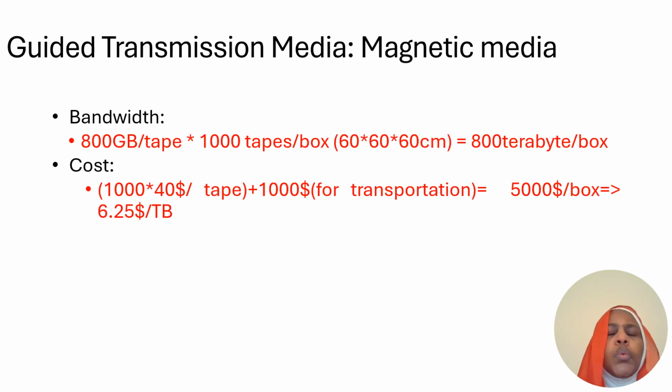It has two main advantages. Bandwidth: a tape contains up to 800 gigabits. A box can hold up to 1,000 tapes. That is 800 terabits per box. We can actually send multiple boxes, hundreds of boxes at a time.